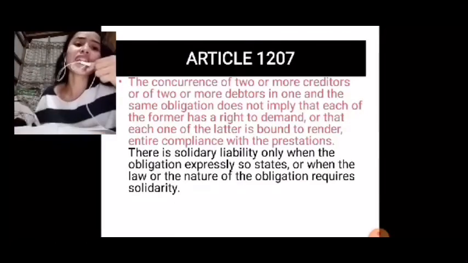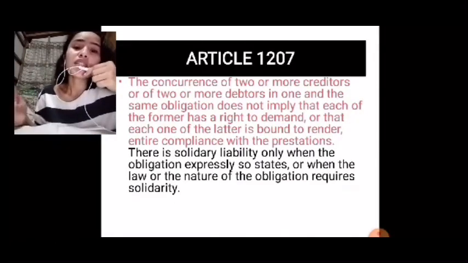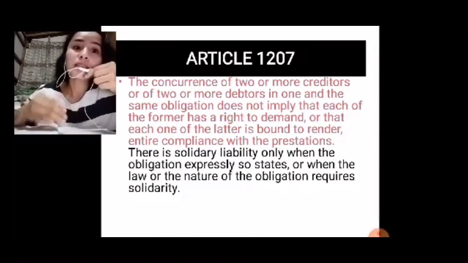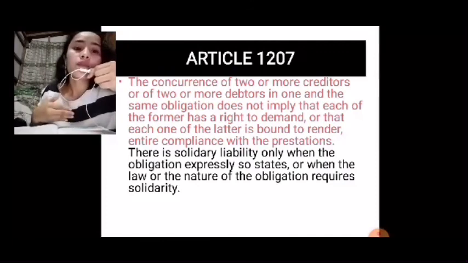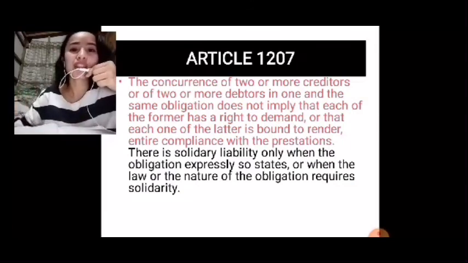So here it is saying that the creditor cannot demand fulfillment of the whole obligation from just one debtor or from the debtors. And also the debtor cannot render or pay the entire obligation. Because if that happens, it becomes a solidary liability, not a joint liability.